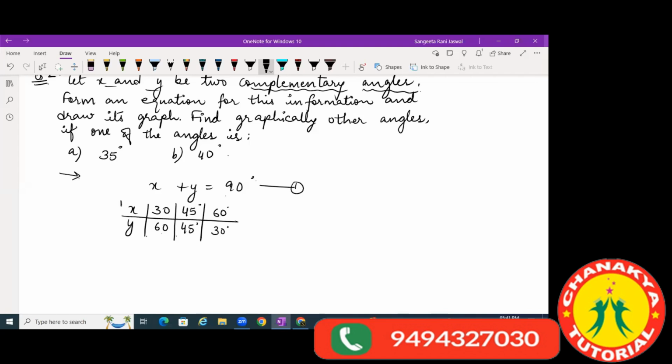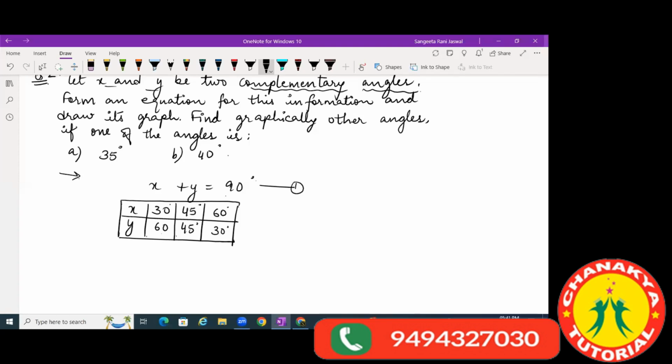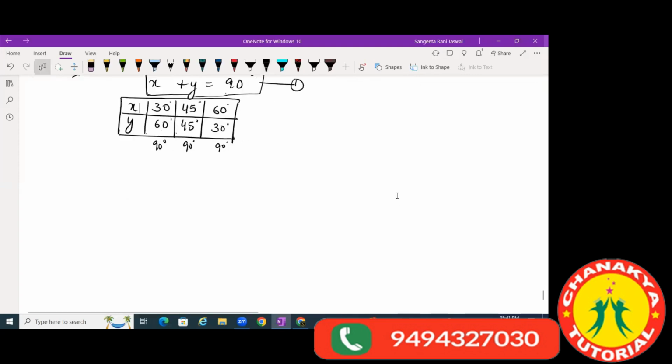So we have to take 30 and 60 like that. I have taken randomly, the sum of two angles is 90. The sum of two angles is 90 as per this equation. You get this much? Have patience. I'll show you for 35 degrees and 40 degrees also.